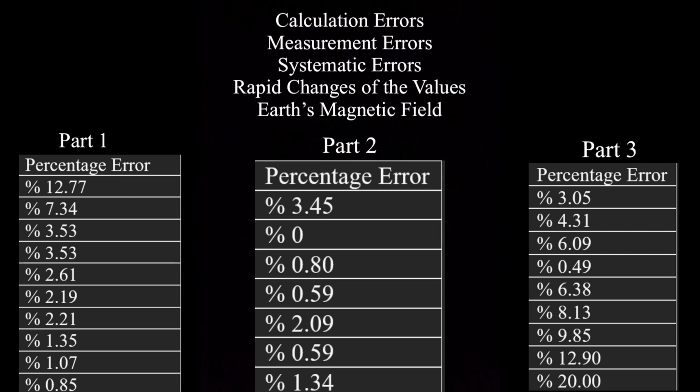In conclusion, I observed and understood these factors' effect on the magnetic force and the concept of magnetic force and magnetic field in general. Even though I find errors, since most of them are acceptable for such small numbers, I can say that my results are pretty accurate and the measurements are pretty precise. The reasons for the errors can be human-based calculation errors, measurement errors, systematic errors, rapid changes in the values, and the Earth's magnetic field's effect.